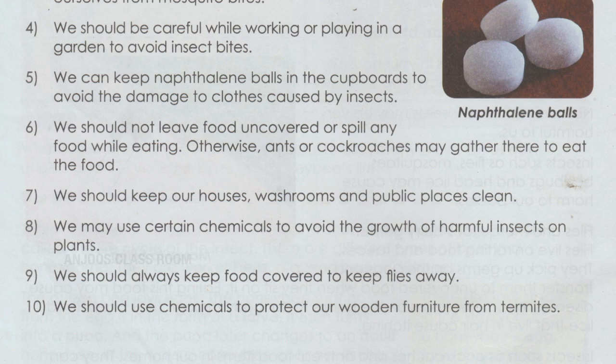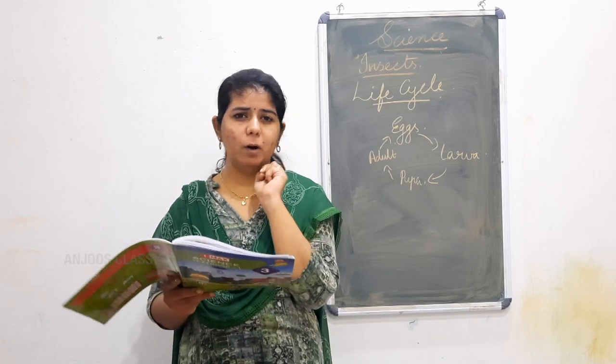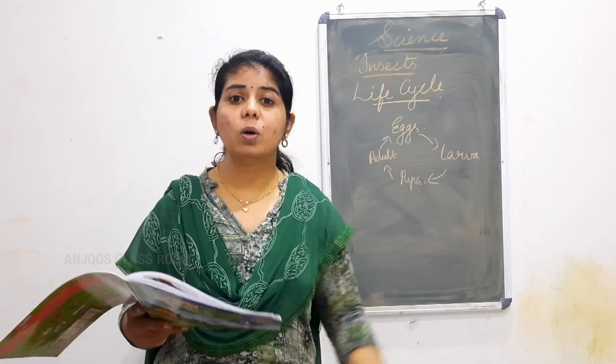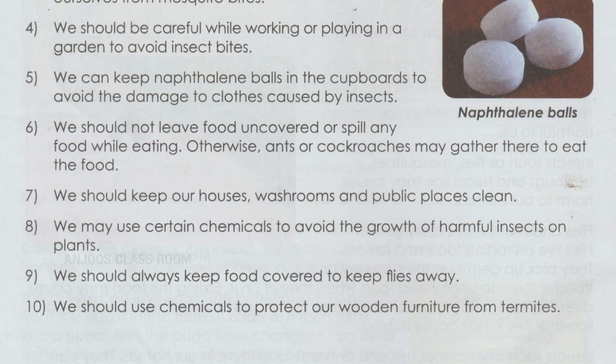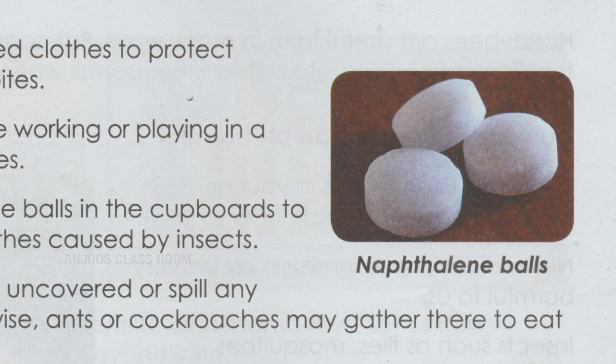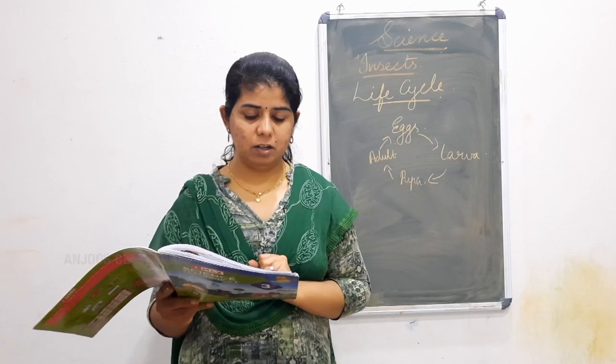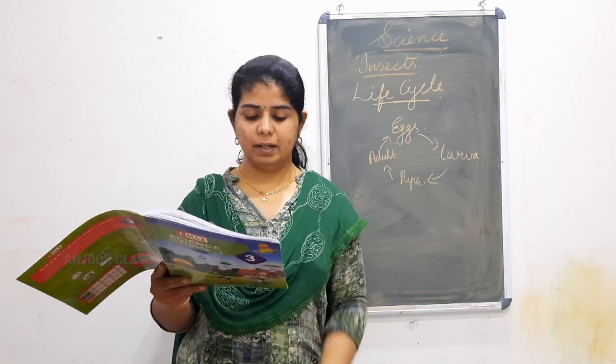Fifth one, naphthalene balls. One white color ball you can see. Just to keep away the cockroaches in the cupboards and all, to avoid the damage to clothes caused by the insects. Cockroaches and all. Naphthalene ball is given there. Then, we should not leave food uncovered or spill any food while eating. Otherwise, ants or cockroaches may gather there to eat the food. Flies also will come and sit on the food and the germs will spread in it.